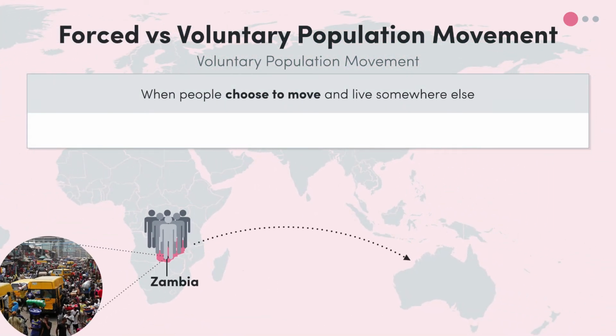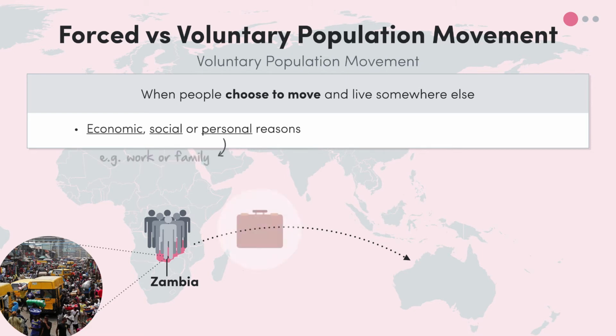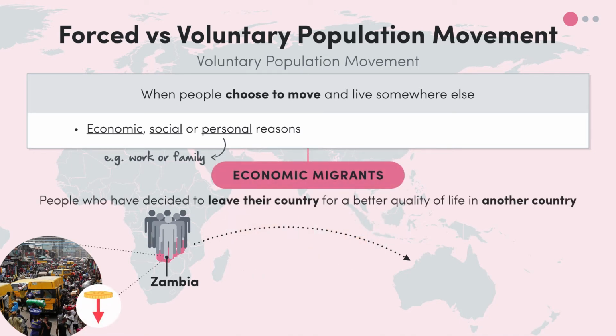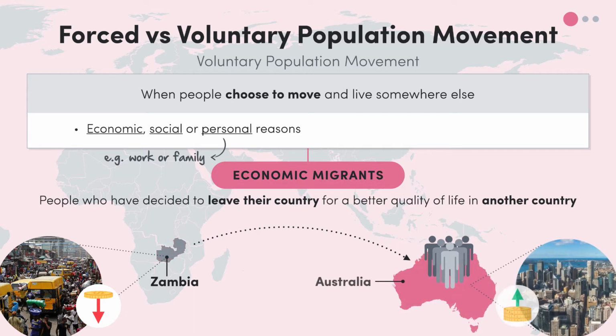On the other hand, a voluntary population movement is when people choose to move and live somewhere else. This might be because of economic, social, or personal reasons, such as for work or family. For example, economic migrants are people who have decided to leave their country for a better quality of life in another country. Because this was their choice, they are part of a voluntary population movement.